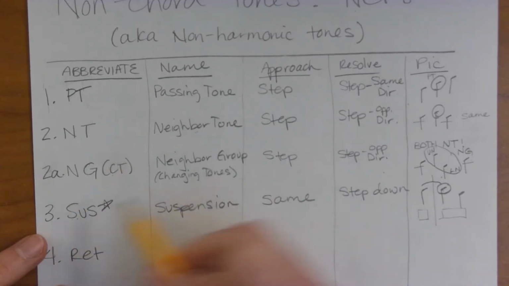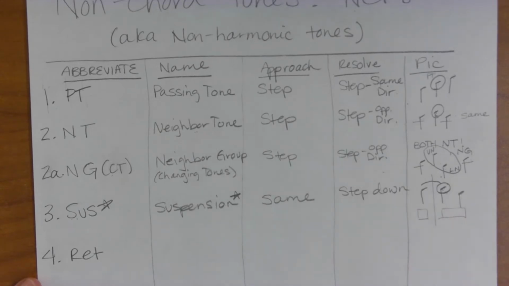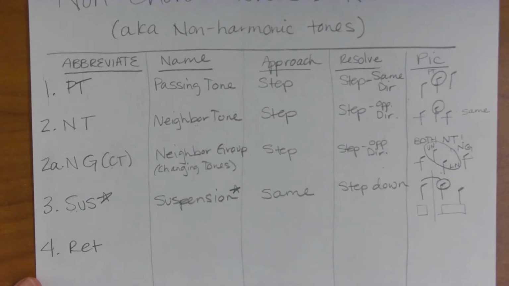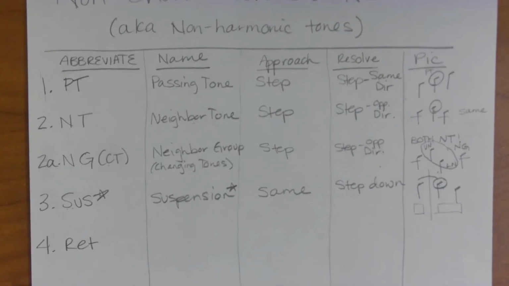Now I'm going to put a little star here. And note that there is more to come with suspensions. Not only are we going to identify what type of non-chord tone this is, but a suspension also has numbers that go along with it. And I will show you that in a little bit. But for right now, this is all you need to know with the suspension. Approached by the same pitch and resolved by step down.